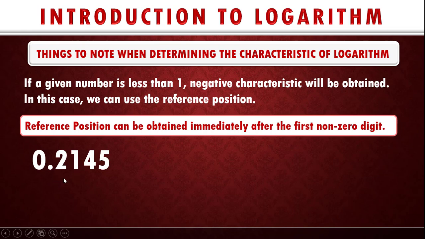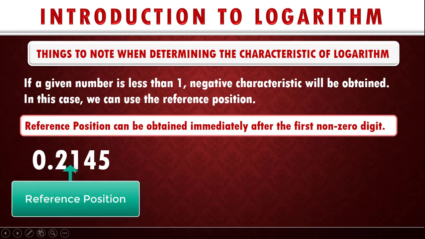To get our reference position, we need to locate the first non-zero digit. If you look after this 0, the first non-zero digit that we encounter is this 2. So our reference position will be immediately after it. That means the reference position will be in between 2 and 1. So the reference position is around here.